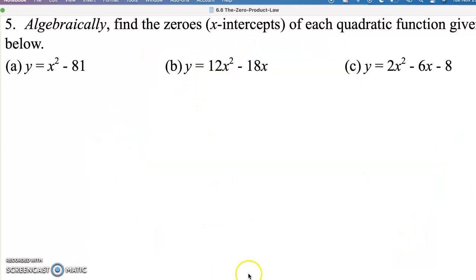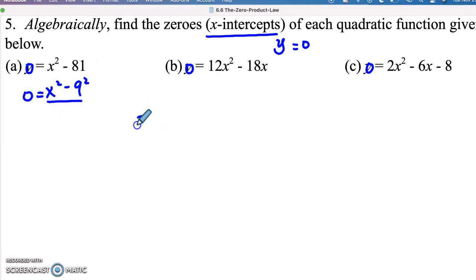Alright, so the next one, I'm only going to talk about what you need to do. We went over the same problems in the class. When you are finding the x-intercept, please remind yourself that that means y equals 0. So for each equation, just replace y with a 0, and then just solve it, right? So for the first one, you can write it as x squared minus 9 squared. Do you remember what you need to do with that? That is a difference of squares.